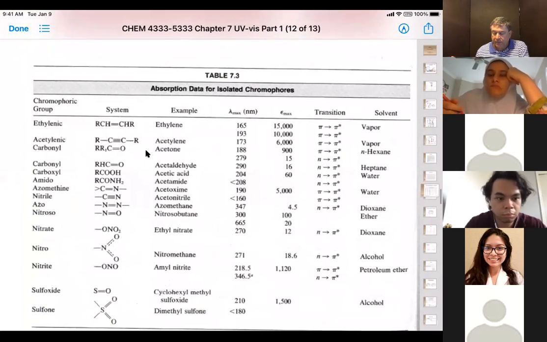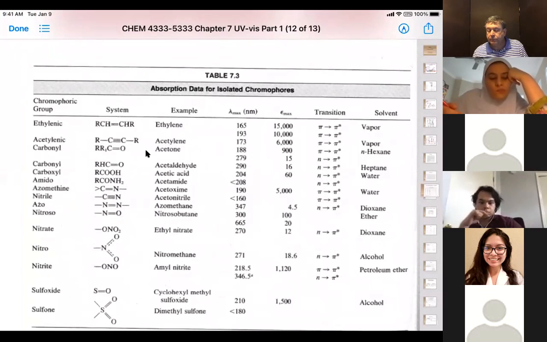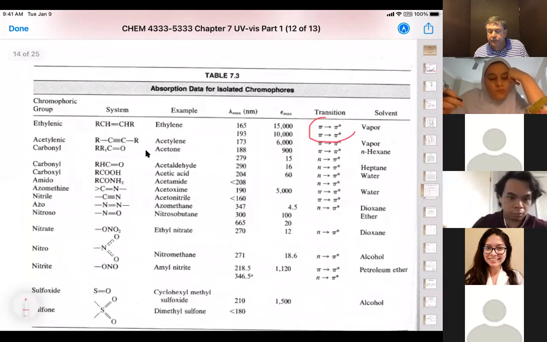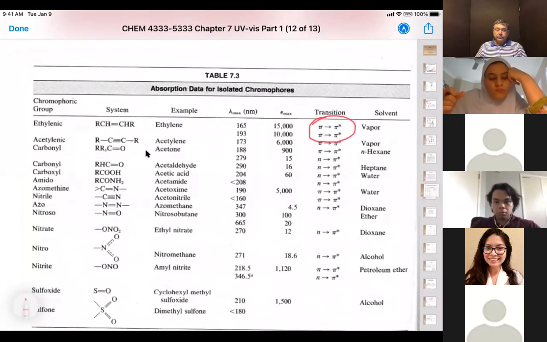Okay, so if we think about it there, in ethylene, we only have our pi to pi star transition right here. And it has a couple different absorptions. It has our higher energy absorption and lower energy absorption, depending on what the groups are here. And then our acetylene has an intermediate one there as well.